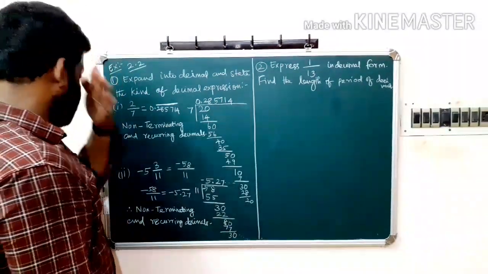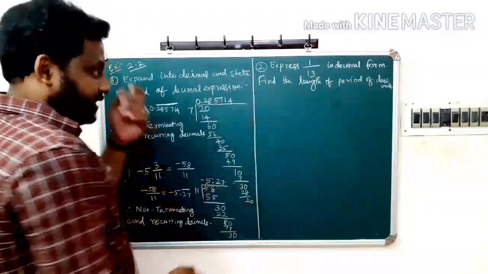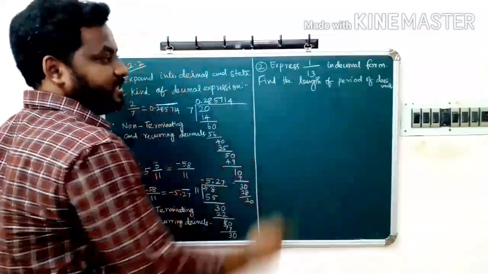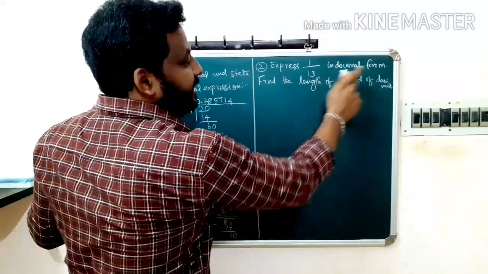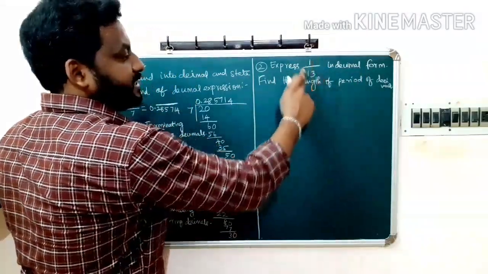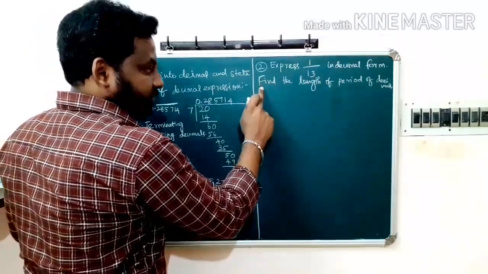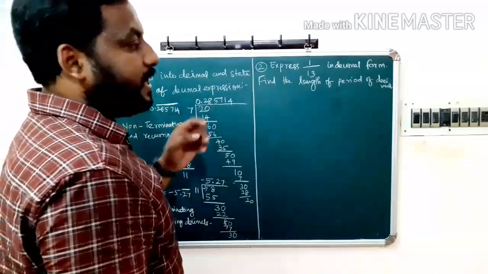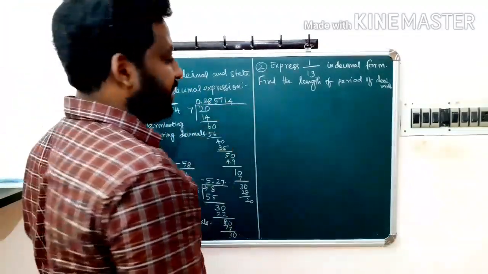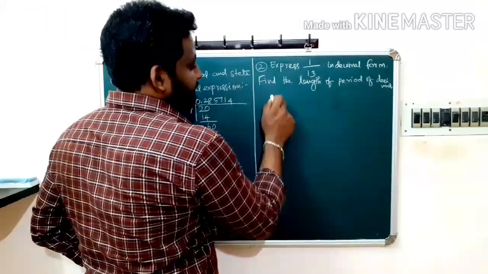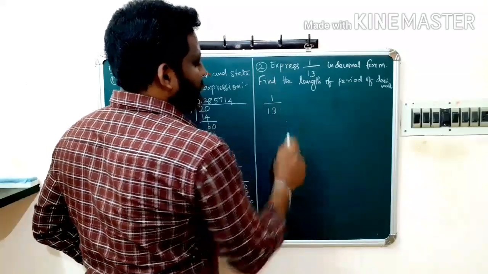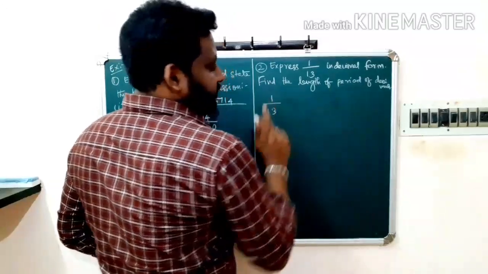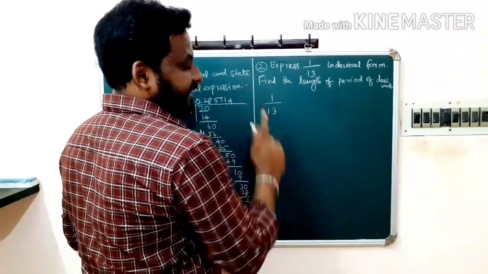Non-terminating and requiring decimals. Okay, and then we move on to the second question. Express 1 by 13, the rational number given, in decimal form. We have to express this rational number in decimal form, and also find the length of the period of decimal. So here the given rational number is 1 by 13, and we have to find the division of 1 divided by 13.